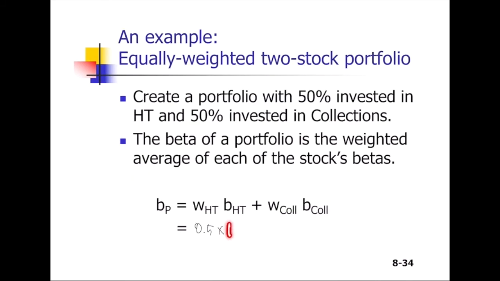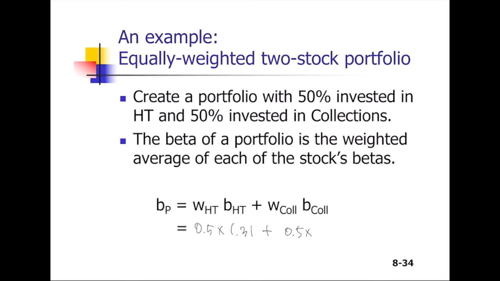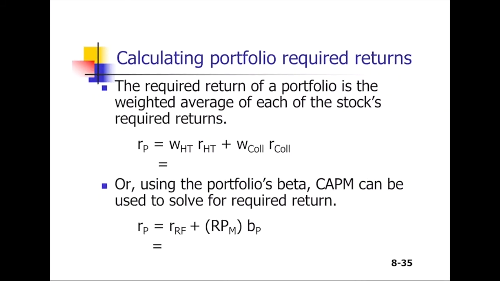So 1.31, and weight of collection agency 0.5 multiply the beta of the collection agency. Here, right? Yeah. Collection agency's beta is minus 0.87. So write down minus 0.87, and finally you get the portfolio beta, that is 0.22. Now we want to calculate portfolio's required return. As you can see, required return can be calculated by CAPM.